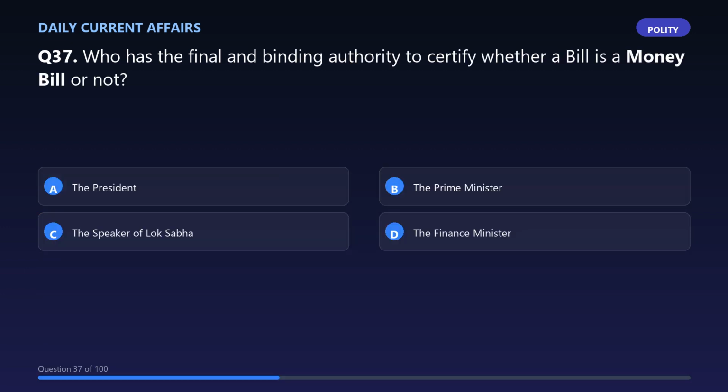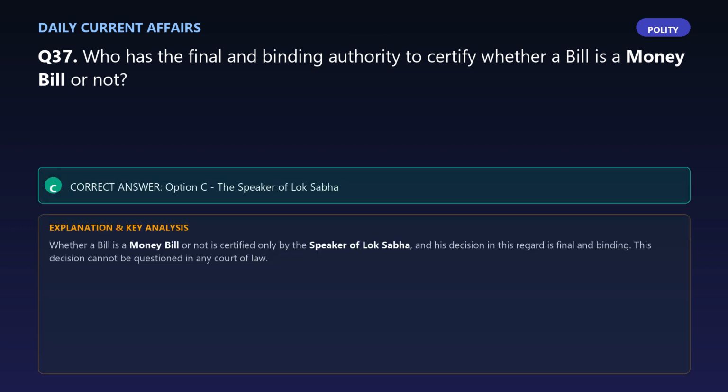Question 37. Who has the final and binding authority to certify whether a bill is a money bill or not? The correct answer is option C, the Speaker of Lok Sabha. Explanation. Whether a bill is a money bill or not is certified only by the Speaker of Lok Sabha, and his decision in this regard is final and binding. This decision cannot be questioned in any court of law.